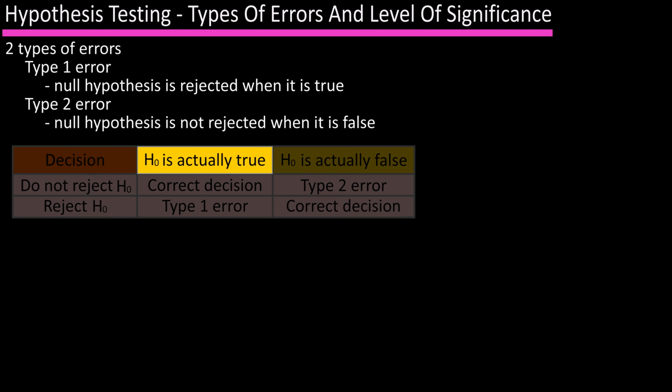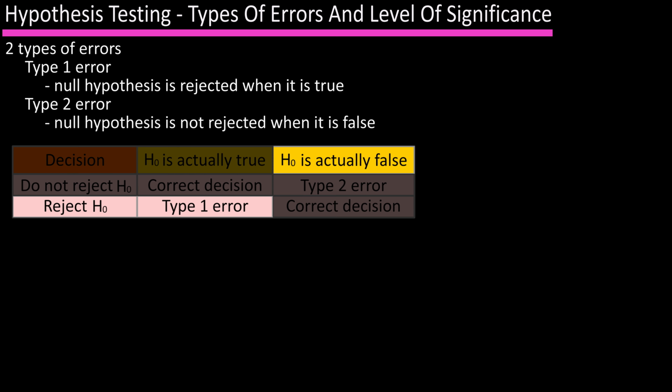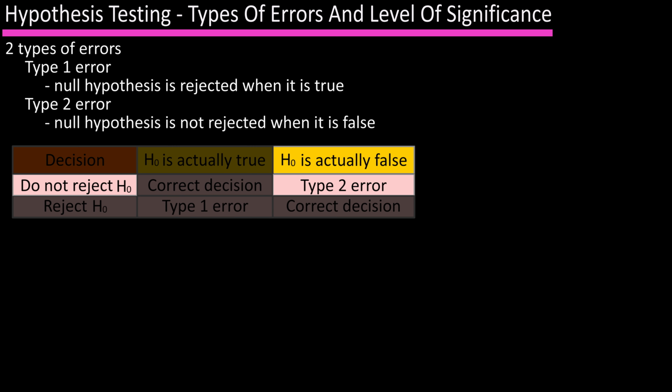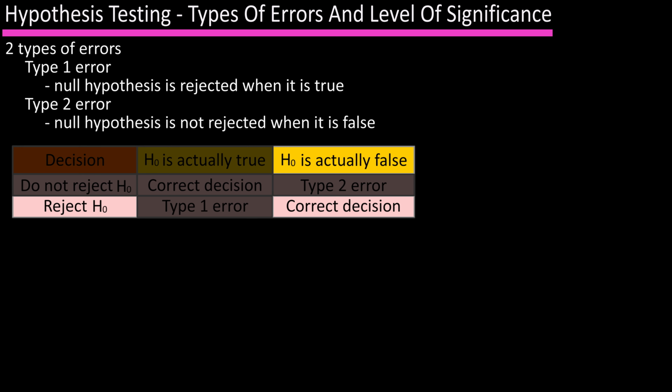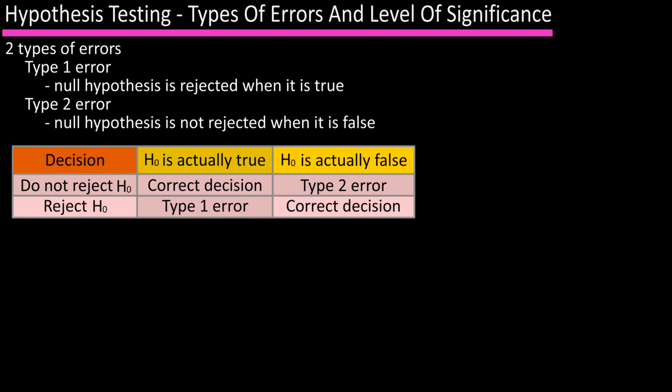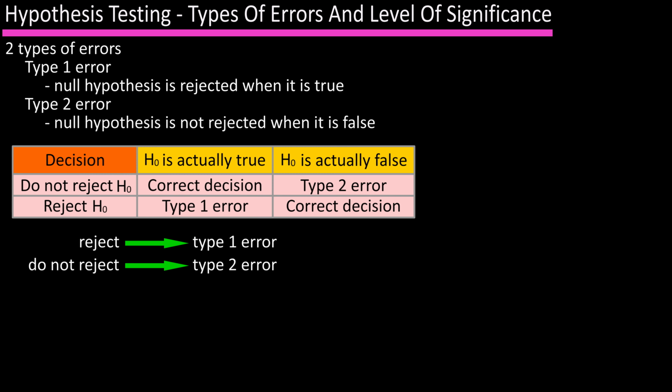If H sub 0 is actually true and we do not reject the null hypothesis, a correct decision was made. If H sub 0 is actually true but we reject the null hypothesis, a type 1 error was made. And if H sub 0 is actually not true, or false, and we do not reject the null hypothesis, a type 2 error was made. And if H sub 0 is actually false, and we reject the null hypothesis, a correct decision was made. A tip is that it may be helpful to remember, reject is with type 1 error, and do not reject is with a type 2 error.